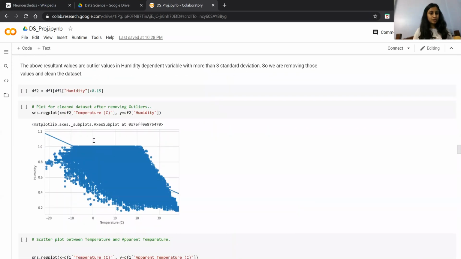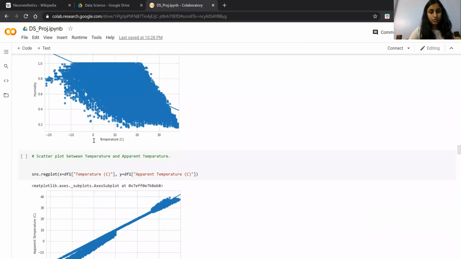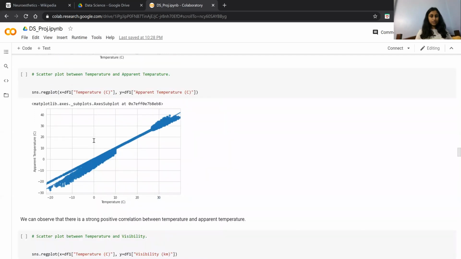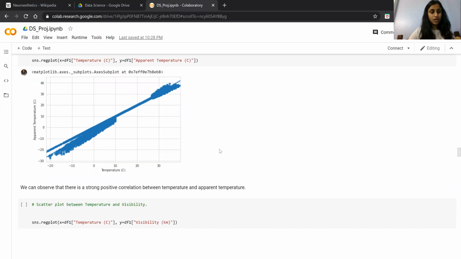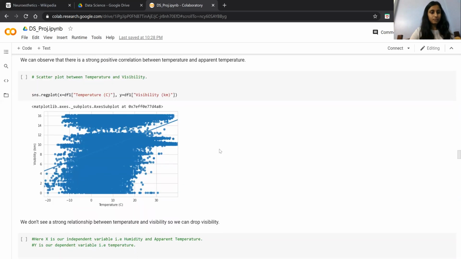Okay. So, after removing the outliers, this is a new plot that has been formed to better show the negative correlation. Next, a scatter plot has been plotted for temperature and apparent temperature. We can observe that there is a strong positive correlation between these two parameters, and this has already been proved by the tabular data that had been displayed above.